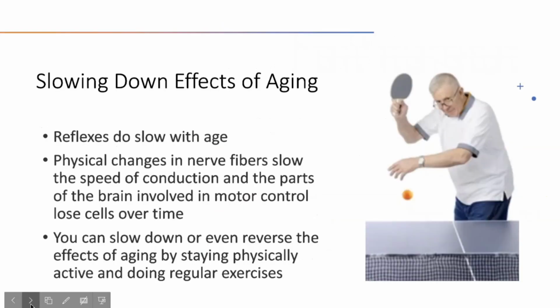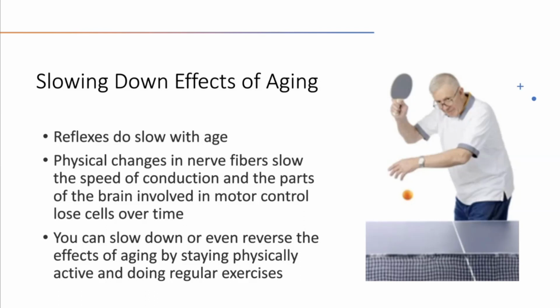And of course, a reflex is an involuntary, nearly instantaneous movement. Like when you fall, your hands catch your fall, or when something is hot, you pull away. But these reflexes obviously do slow down with age. Physical changes in nerve fibers slow the speed of conduction, and the parts of the brain involved in motor control lose cells over time. But the effect of age on reflexes and reaction time varies obviously from person to person.